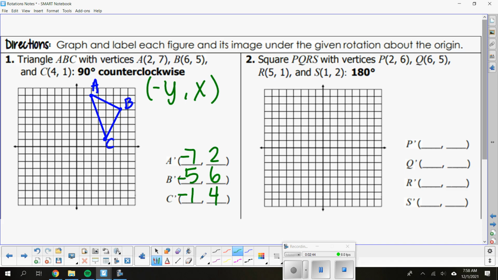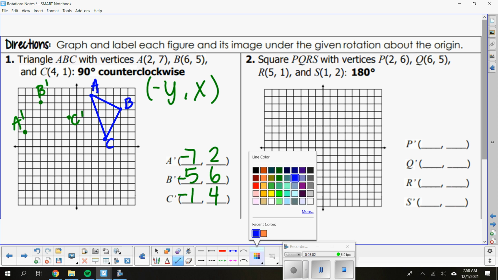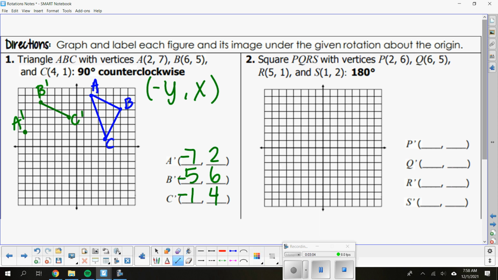So now we just need to plot our new points. We need to make sure we're labeling with prime symbols. So A prime, because it's the next A, not the original, B prime, and C prime. And then just connect those accordingly. Form your triangle. And as you can see, that A value, we just focused on A, did in fact rotate 90 degrees about that much.